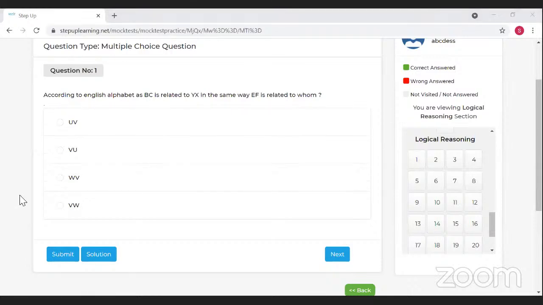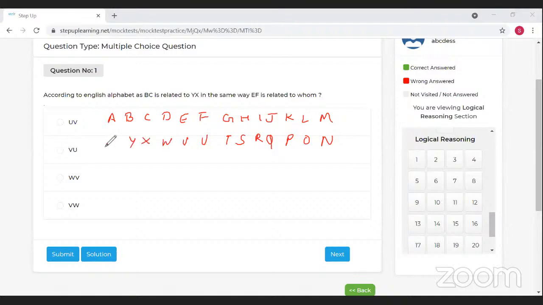One thing I told you last time also, for this type of questions, alphabet series is related. So you write A, B, C, D, E, F, G, H, I, J, K, L, M, N, O, P, Q, R, S, T, U, V, W, X, Y, Z. So BC is related to YX. You see how these are related, right? In the same way EF will be related to VU. So your answer will be VU.